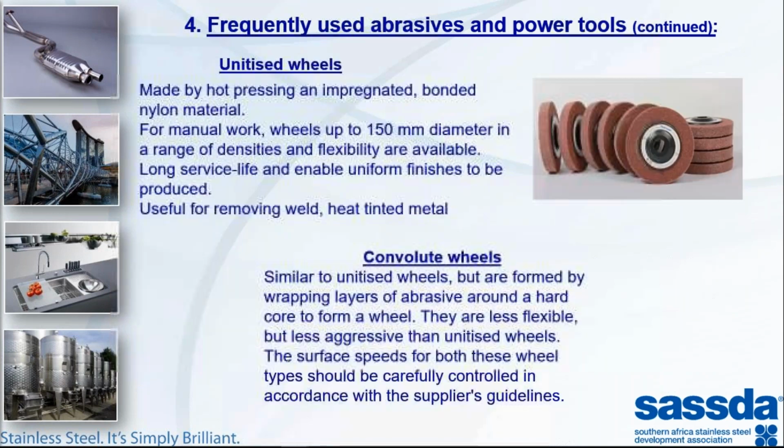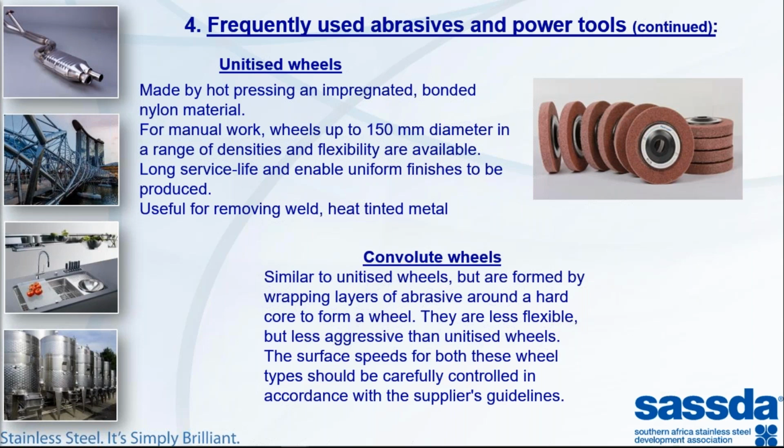There's also the unitized wheels. This is a Scotch-Brite looking type material. It's a nylon type of bonded material. We put it on mobile or portable machines, and you get them in various diameters, and you get different densities and flexibilities. These things last pretty long, and they're able to give you a uniform finish from the first action right until the consumable is finished.